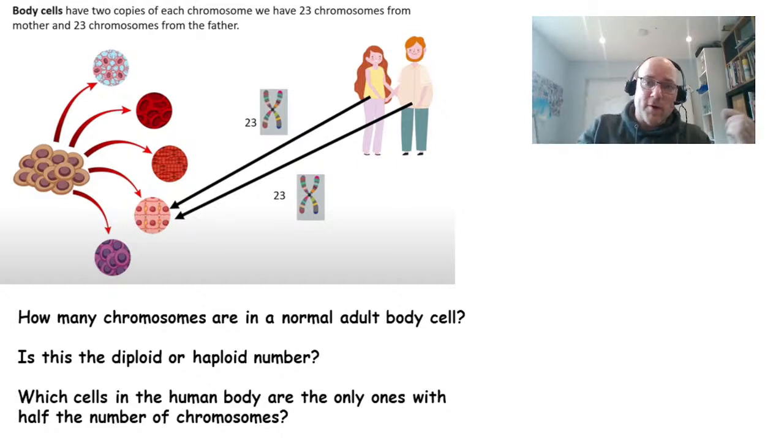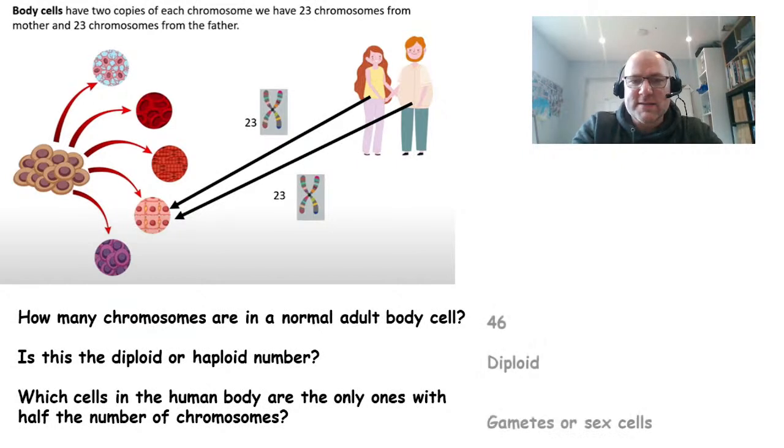You may have heard of diploid, haploid. Haploid means half, diploid means double. The normal number is the diploid number, which is 46 in humans. The only cells which don't have that are sex cells or gametes, sperm and egg. Gametes, the same as saying sex cells.